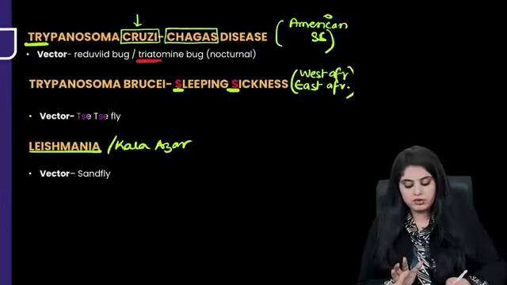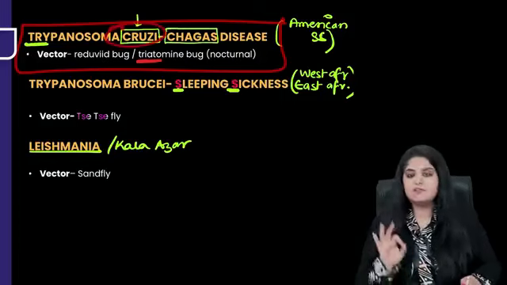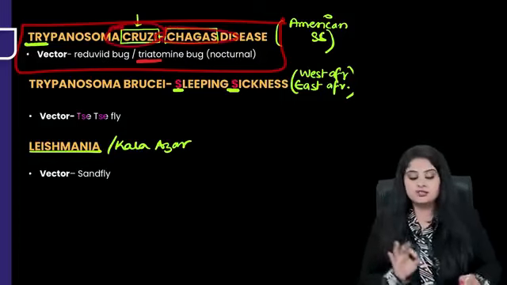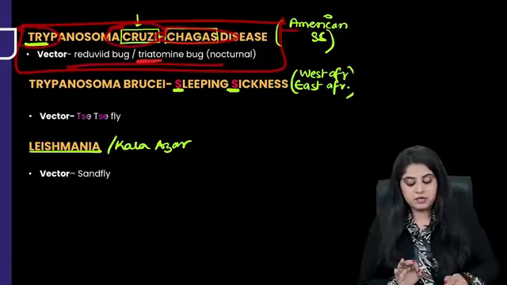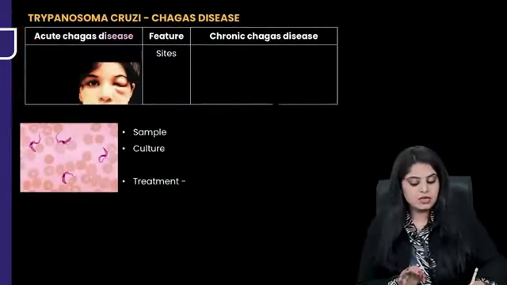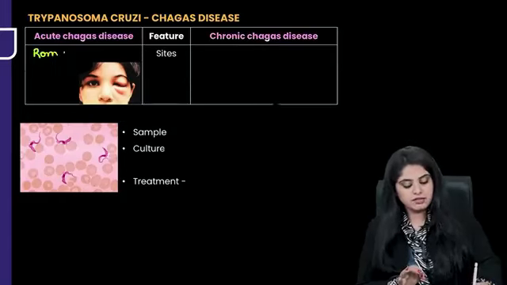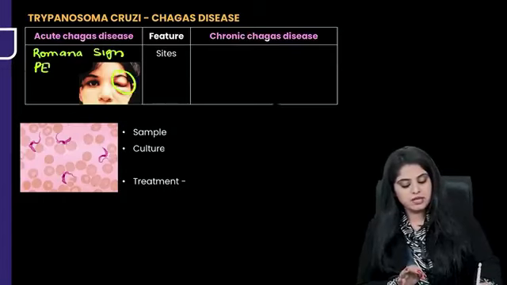Now I'm going to go on to the diseases one by one. I'm first starting with Trypanosoma cruzi. Cruise life, best life, Jhakas life. So Chagas disease, triatomine reduviid bug, known as American sleeping sickness, is of two types: acute Chagas disease and chronic Chagas disease. Acute Chagas disease shows you this sign in front of you, the Romana sign. What do you see in this female? There is a periorbital edema that you notice.